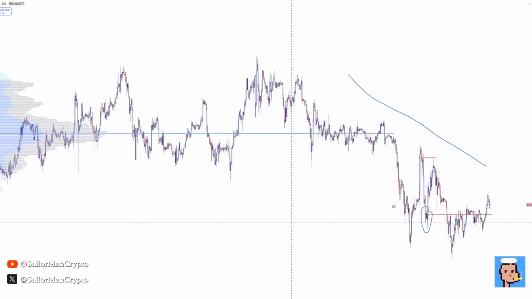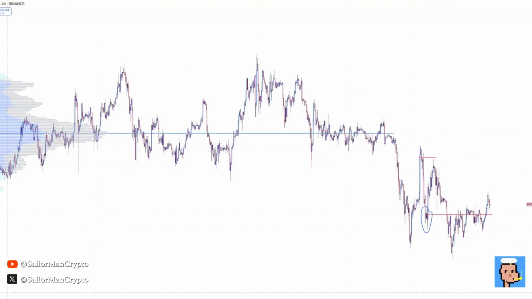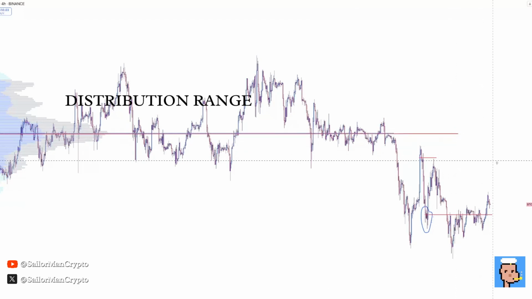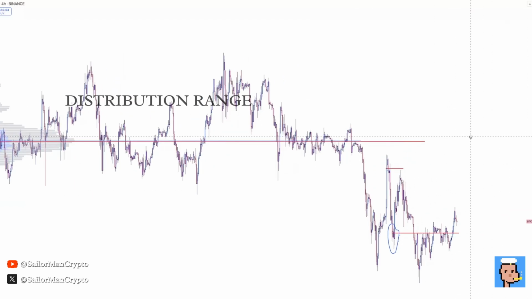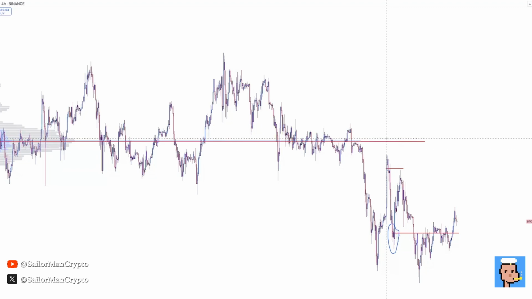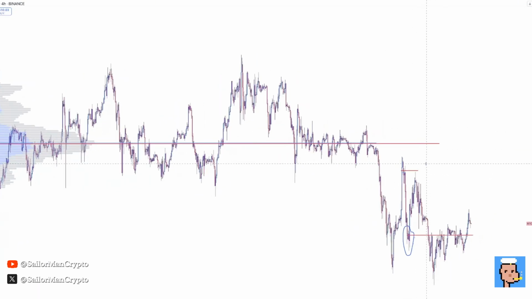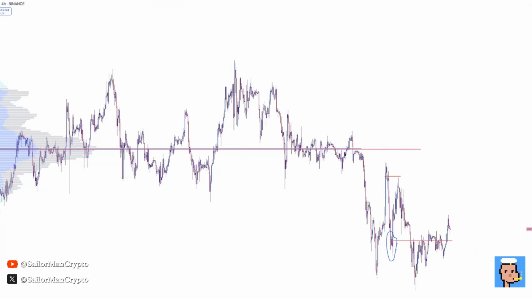Yes, it was not so precisely tapped, but we see that more or less the resistance we faced here when we broke down was at around this point of control. So it's not a super sharp, precise level, but when we broke, we always failed to reclaim this point of control. This can also give you confluence for your possible strategy.